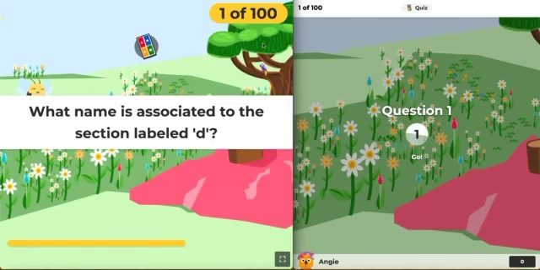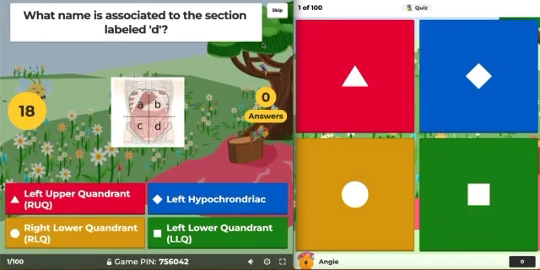What name is associated to the section labeled D? So D is on the left side of this body. So this is the left lower quadrant.